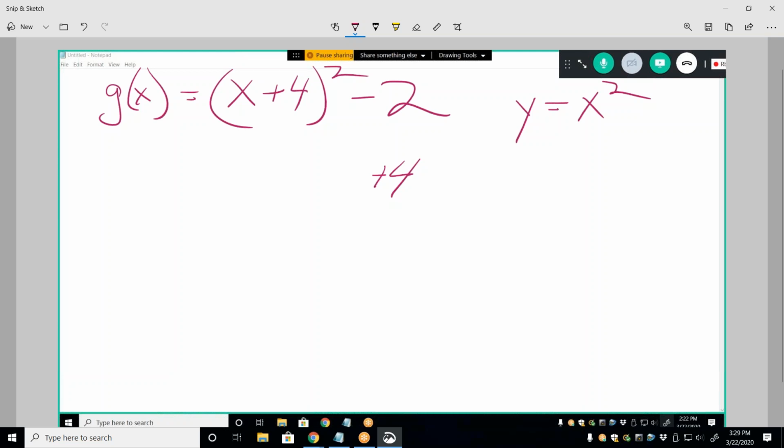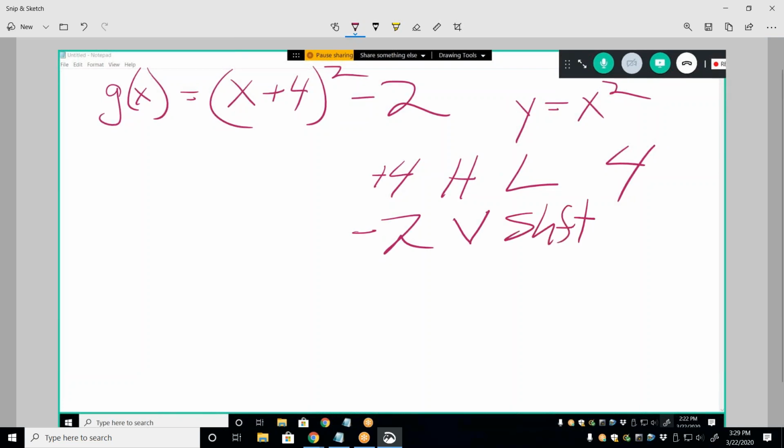That plus 4 is inside the parentheses, so it's inside the function. So it's horizontal. Which way? Left 4. That takes care of that whole part. The only other thing we have is the minus 2. What is the minus 2 doing? It's a vertical shift down 2.